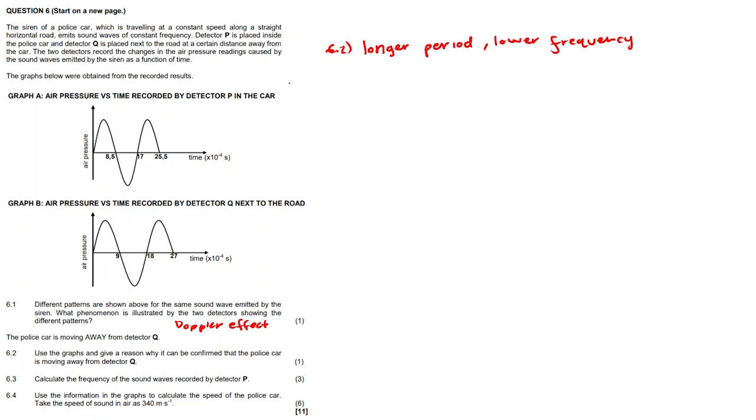Question 6.3. Calculate the frequency of the sound wave recorded by detector P. So this being detector P, we know that frequency is equal to 1 over period. We can see that 1 period, all the way from here till here, is 17. So we can say that 1 over 17, and don't forget the units over here, times 10 to the power negative 4. That is what the frequency is equal to. And if we put all of that into the calculator, we should get 5,88 times 10 to the power 2 hertz.